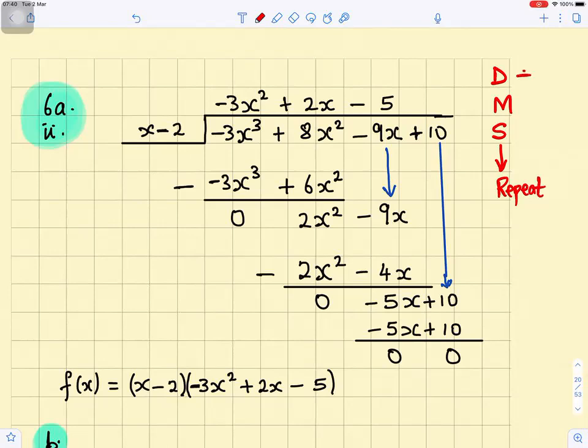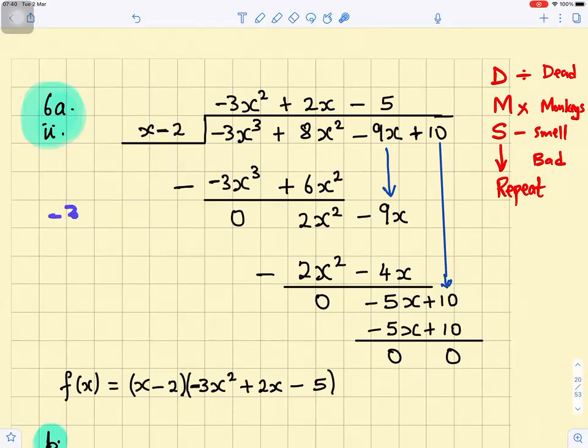So divide, multiply, subtract, bring down, and then repeat. And the way to remember it is: dead monkeys smell bad, and repeat. So we divide 3x cubed by x squared.